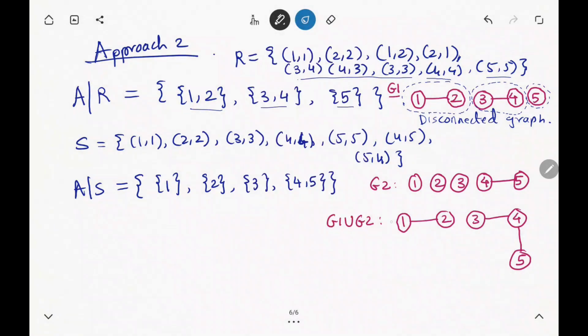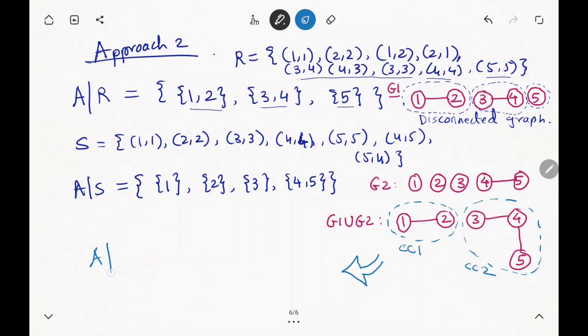From 1 you can reach 2, from 2 you can reach 1, from 3 you can reach 4, 5, from 4 you can reach 3, 5, from 5 you can reach 3, 4, but from either of 3, 4, 5 you can reach neither 1 nor 2. Similarly, from either of 1 or 2 you can reach neither of 3, 4, or 5. So therefore 1 and 2 is a connected component, 3, 4, 5 is a connected component, and that is the answer. So that is your partial answer, you can say.